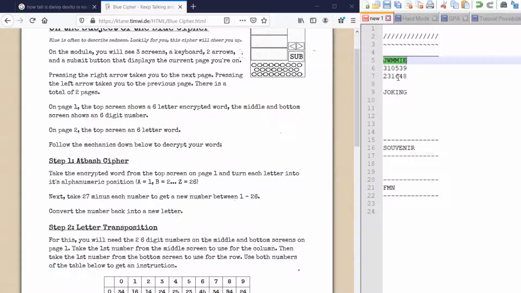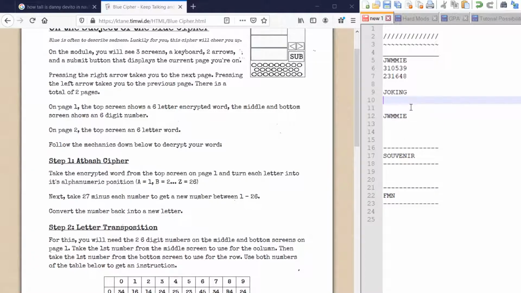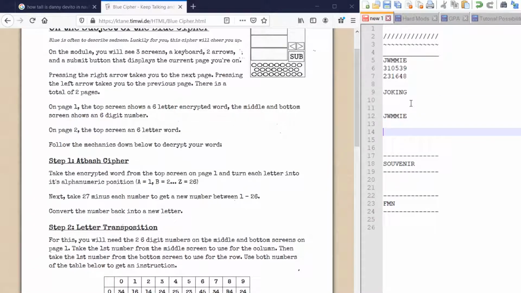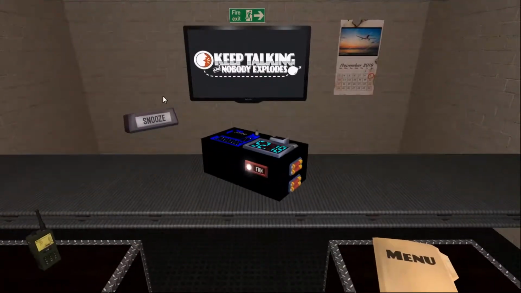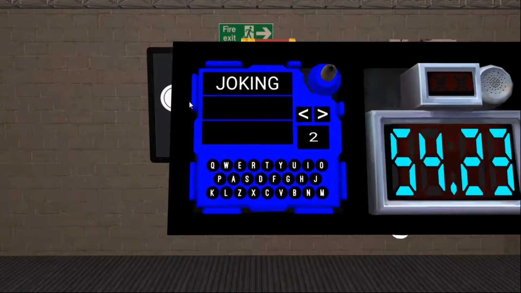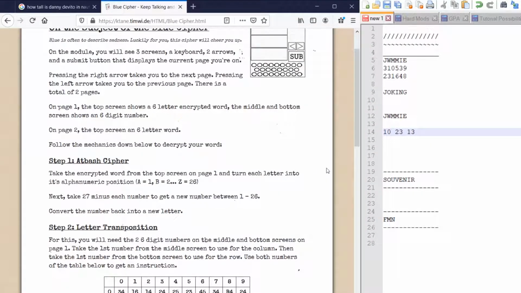So first thing we want to do is decipher this via the Atbash cipher. What we do with that is we take all these words and we put each letter into their numerical equivalent. Sorry about the alarm clock.